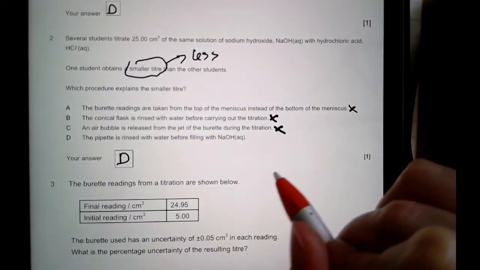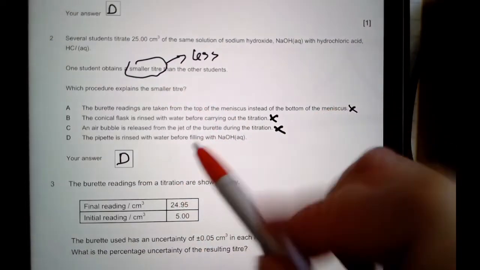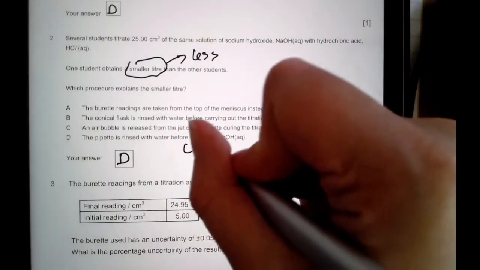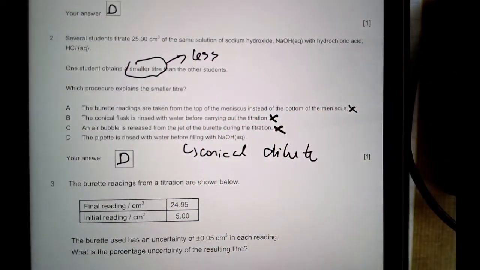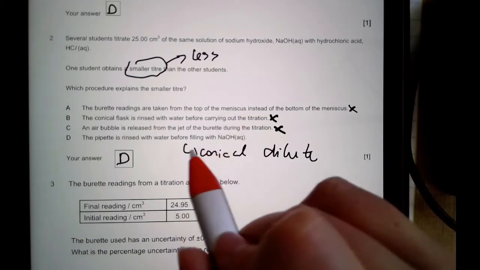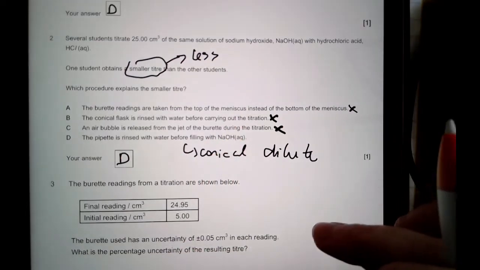The pipette is rinsed with water. You end up with a smaller titer, because what's in your conical flask is more dilute than it should be. You're adding fewer moles to the conical flask than intended because you've got water in the pipette and you don't end up adding as much as you should.